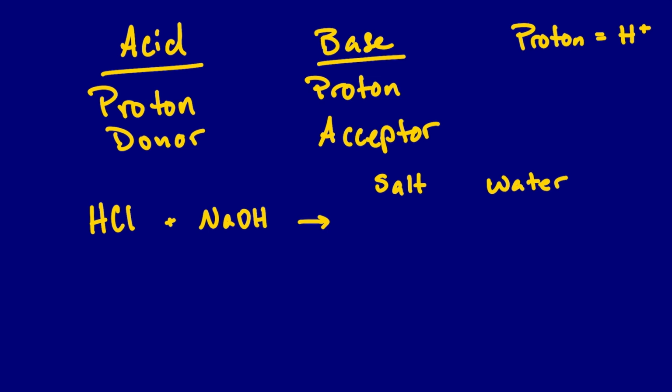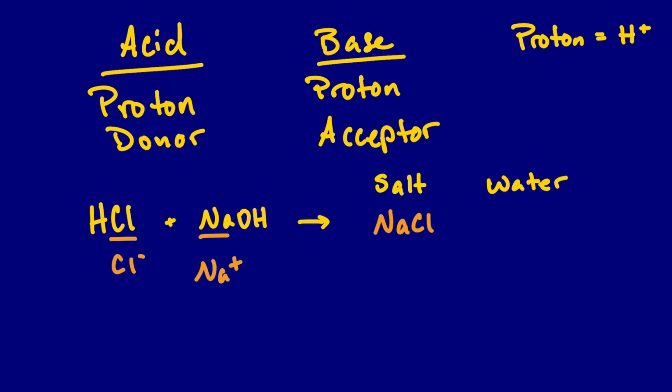So we know a salt is composed of a metal and a nonmetal, and when we take a look at our acid and base here, we can identify each of those. We have our metal right here, which is our sodium ion, and then we have our nonmetal, which is our chloride ion. Those are going to combine in a 1-to-1 ratio, and then we'll make our salt of sodium chloride.